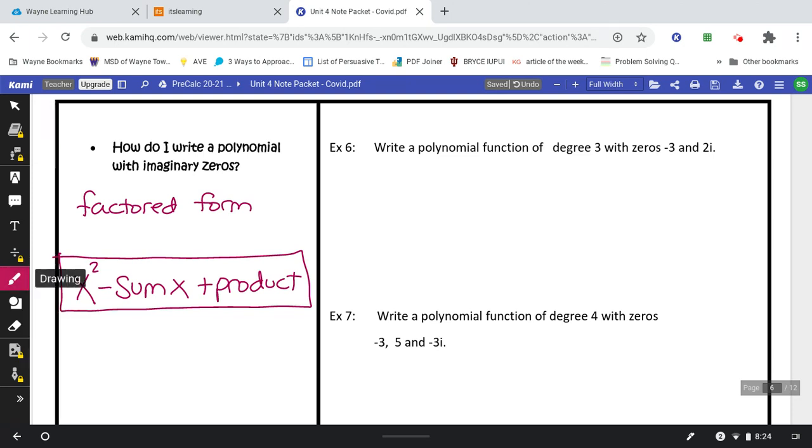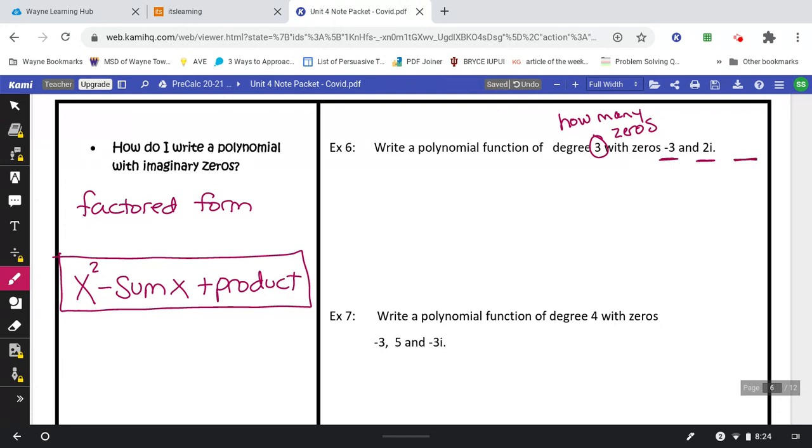All right. Example number 6, write a polynomial of degree 3. So they're telling me how big it is. There'll be a total of 3 x's represented in this problem. And it also tells me how many zeros there are going to be. And by zeros, remember, we mean answers. We mean x-intercepts. So they tell me 2 of them. Here's one. Here's another. Because it's a degree 3, I know there's going to be a third.